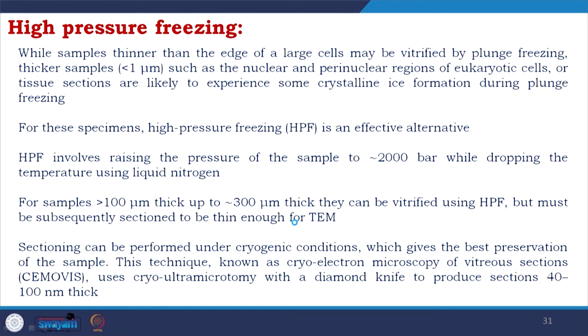Sectioning can be performed under cryogenic condition, which gives the best preservation of the sample. This technique is known as cryo electron microscopy of vitreous section, or CEMOVIS. It uses cryo ultramicrotomy with a diamond knife to produce sections 40 to 100 nanometer thick. So, a special system which uses cryo ultramicrotomy using a diamond knife to produce 40 to 100 nanometer thick sections.